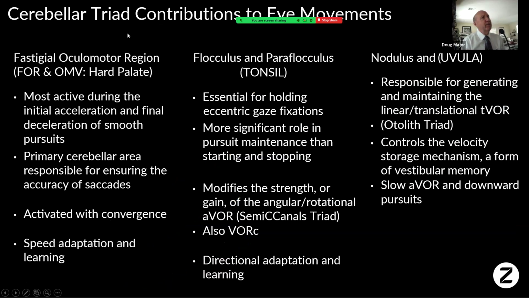Let's talk about the three different areas again that we've hit on. That FOR, FMV. Think of our Harald palette, accurate during acceleration and deceleration of smooth movements, smooth pursuits. So you think about that. We need to make sure if this is a problem, we should be doing that acceleration and deceleration. That's where that activates the best. It talks about saccades, using saccadic activation, and activates with convergence. It's associated with speed adaptation and learning.